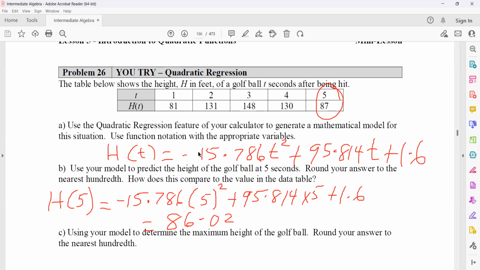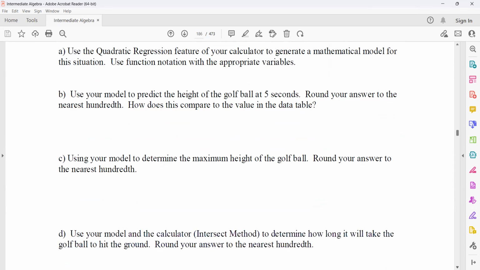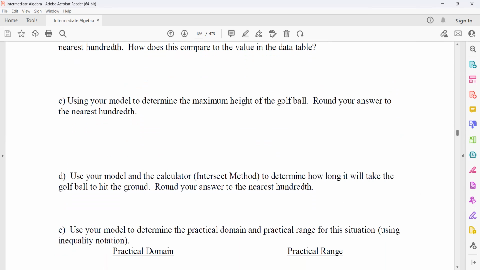Now what about C? Use your model to determine the maximum height of the golf ball. Round your answer to the nearest hundredth. Okay. So I'm going to erase everything and then go up. So the maximum height of the golf ball. What are we trying to find? The vertex. Remember, the vertex. The maximum height. We are looking at the y value of the vertex. Now, how do we find the vertex again?